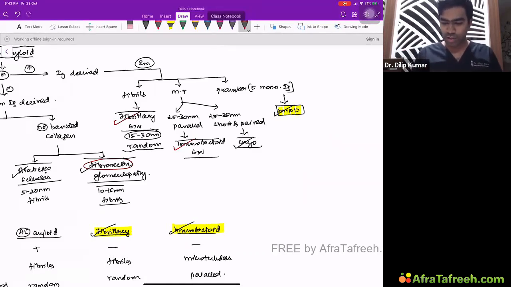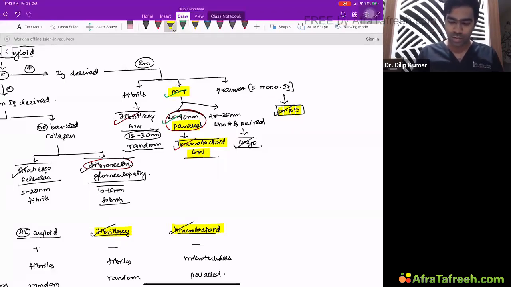So if you see 25 to 90 nanometer, but the most important clue is the parallel fibers. If you see parallel microtubules, then you can go for immunotactoid. This will be the biggest clue in the exam. 25 to 90 nanometer parallel fibrils, go for immunotactoid. If you see 15 to 30 nanometer random fibrils, then think about fibrillary glomerulonephritis. Remember: microtubules, parallel arrangement, immunotactoid; fibrils, random arrangement, 15 to 30 nanometer, fibrillary glomerulonephritis.